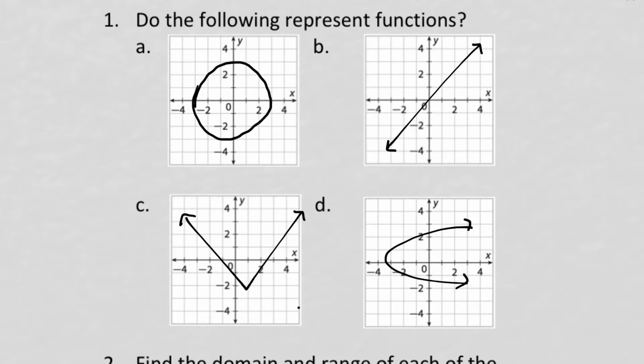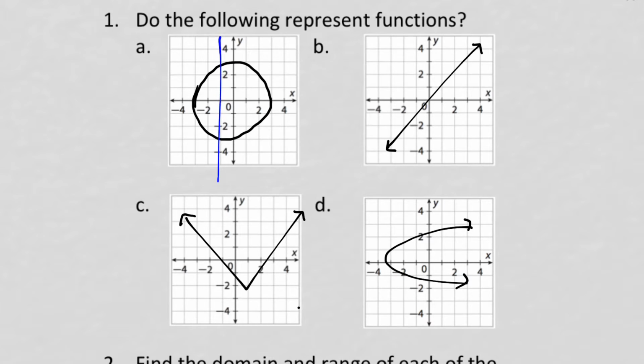So number 1, like I said in class, is a freebie. Everybody should get this question correctly. It says, do the following represent functions? And in order to answer this question, you need to use the vertical line test. Which means that if I draw a vertical line through any of these, if I cross it more than once, then it's not a function. If I cross it only once, then it is a function.